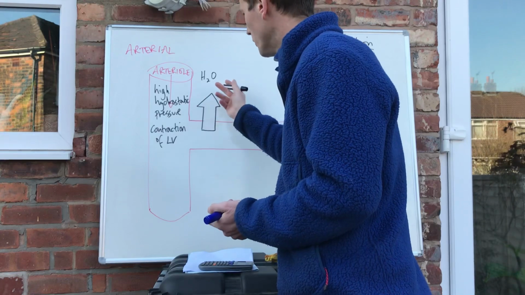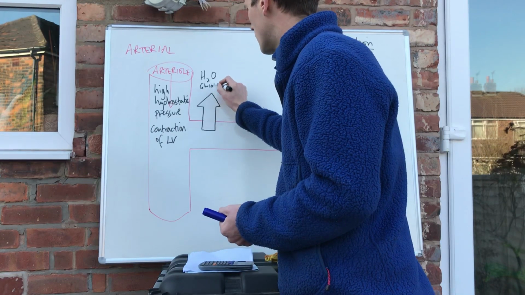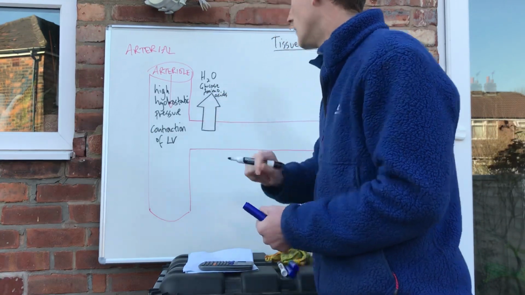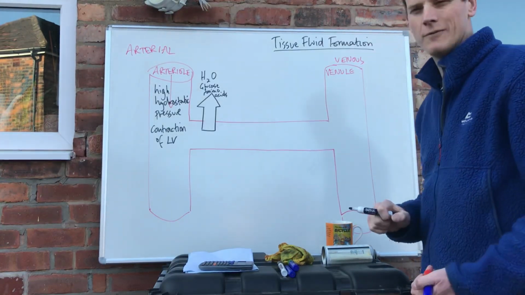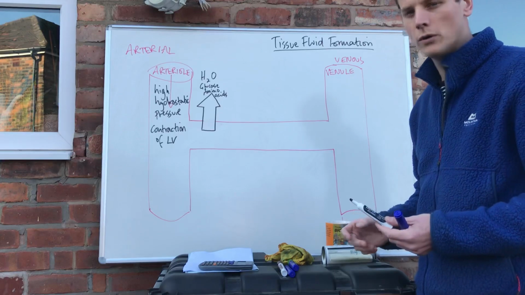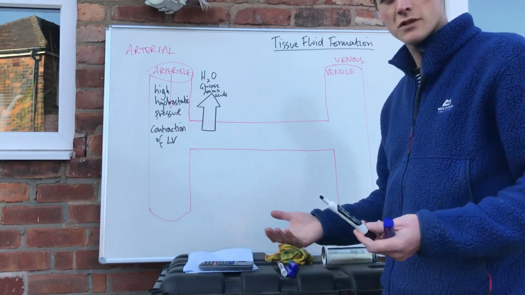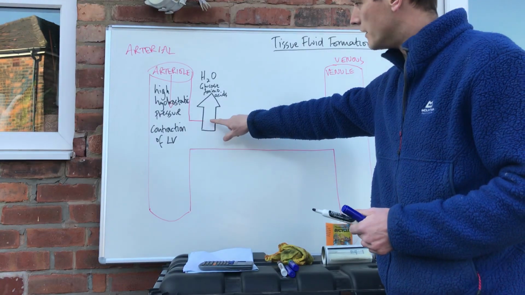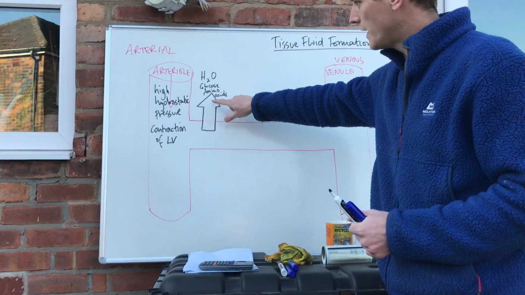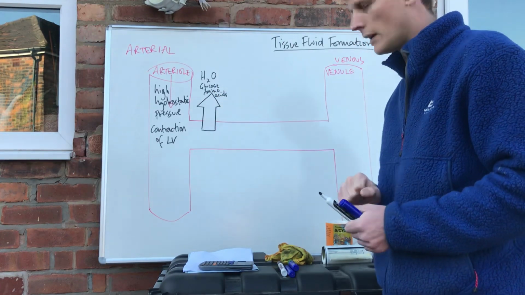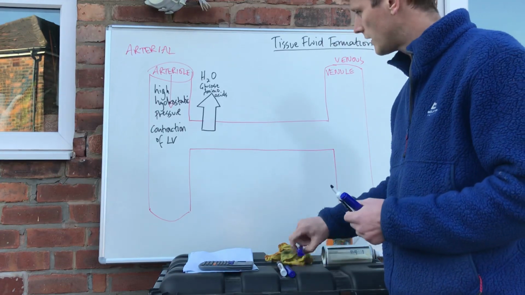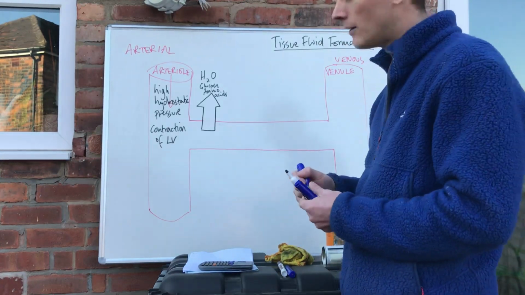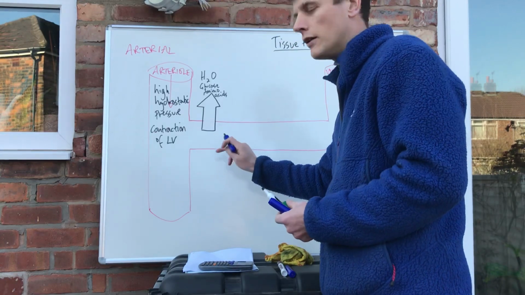I usually say three. So I usually say water, glucose, and amino acids. But that could also include ions and a few other things as well. The really important thing is that you include at least two of them, and just to be safe, why not stick three in? Okay, so at that arterial end, as the water is forced out with the dissolved substances like glucose and amino acids, there are some substances left behind. So these things are too large to pass out of the pores in the endothelial wall of the capillary.